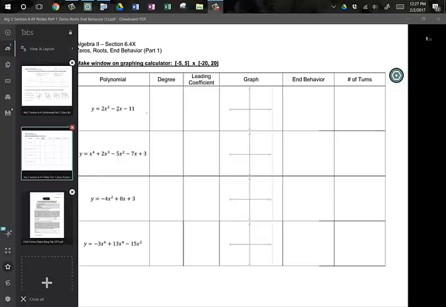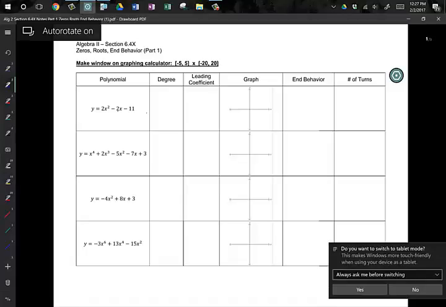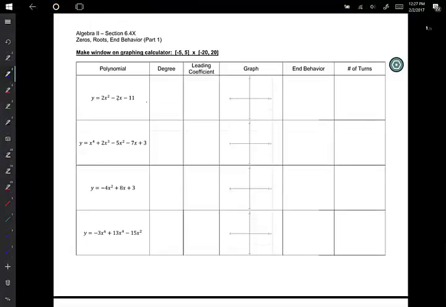Okay, as we're looking at section 6.4, our goal today is to determine when the graph starts, is it up high or down low? And when the graph ends, is it up high or down low? That is called end behavior. All right? End behavior. When it starts and when it ends.